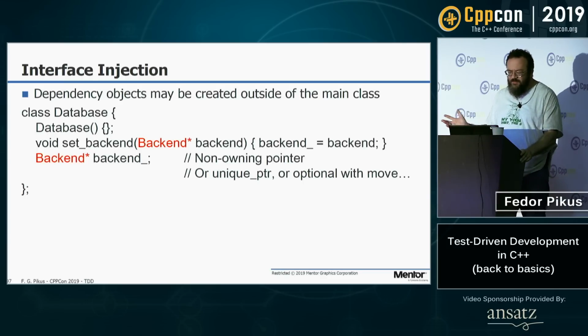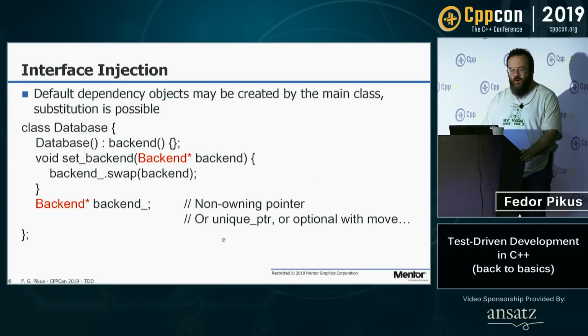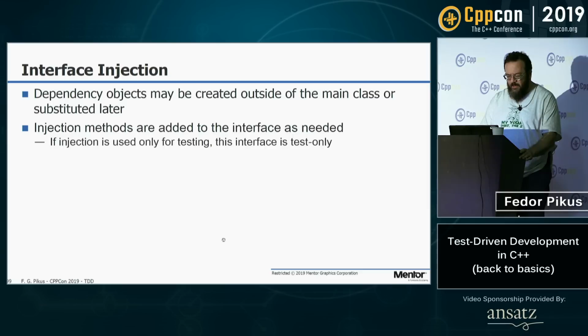Interface injection is fundamentally similar, only the constructor does whatever it does, which may be nothing. Sometimes the constructor may not create the dependencies at all, and you push them in later through the interface, or the constructor creates the default dependencies, the production dependencies, and you somehow swap in the test doubles after the fact. It all works.